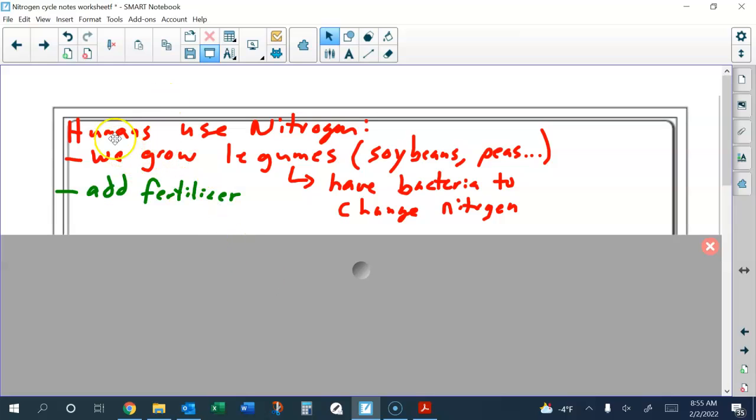So in the top box, we say humans use nitrogen. One way we can put them into our soil is we grow a plant called a legume. Legumes. And examples of those plants would be soybeans or peas. There's a lot of others. And these plants actually have bacteria in their roots that do the nitrogen fixation. So legume plants, farmers, when they plant soybeans, they're actually putting more nitrogen in the soil.